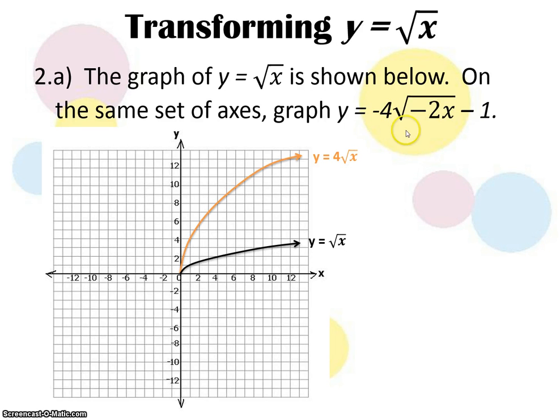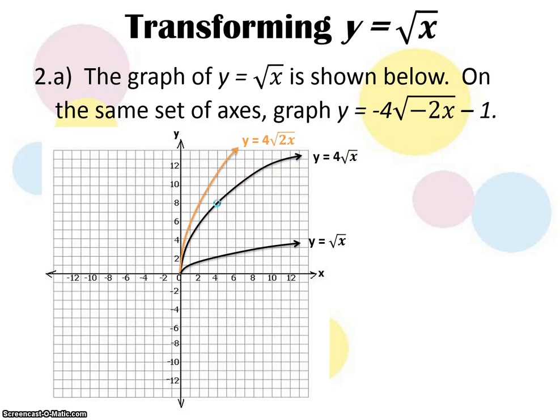So the first one was dealing with this guy. I vertically stretched all of my y values by a factor of 4. So since I had (1, 1) here, it became (1, 4). And another point was (4, 2). And instead of (4, 2), I'm now at (4, 8). Okay, so I just multiplied all my y values by 4.